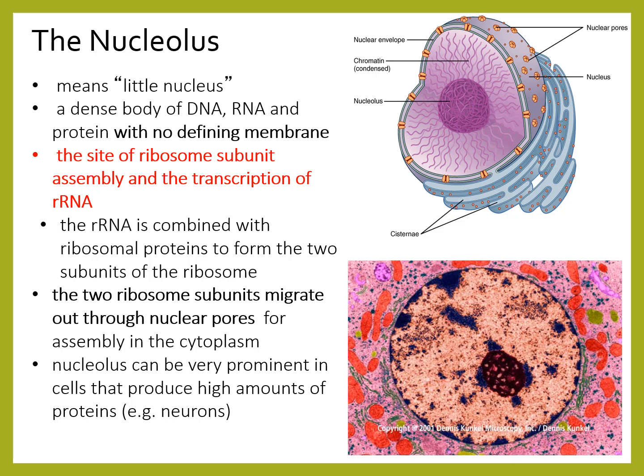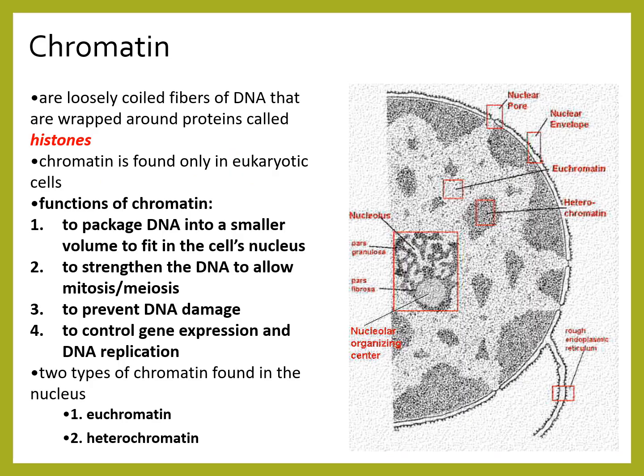If you're a cell that produces high amounts of proteins, like you're a highly synthetic cell like a neuron, your nucleolus is very, very prominent. Here you can see on the right-hand side this picture of a nucleus. It's a colorized transmission electron microscope picture, but I'm circling right here this very dense area of DNA, RNA, and protein. That's the nucleolus.